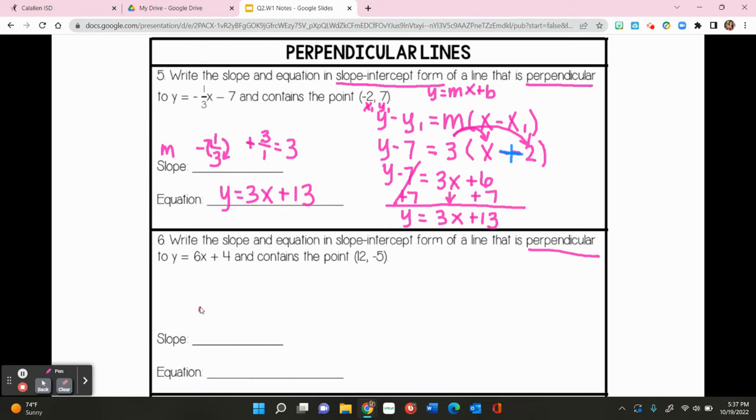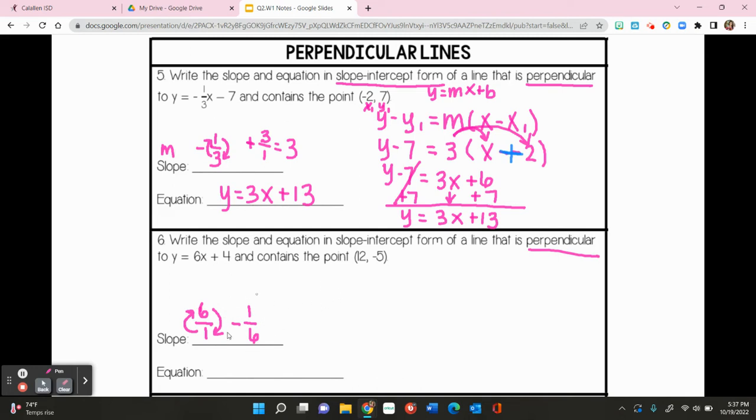So again, I'm going to take my slope of 6 that is in my given equation. And remember, anytime I have a slope that is a whole number, I put it over 1. And I want to find the opposite reciprocal. So I'm going to flip my fraction and it becomes 1/6 and my sign changes. So now I have -1/6 as my slope.